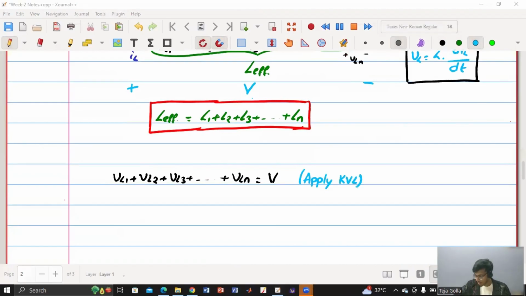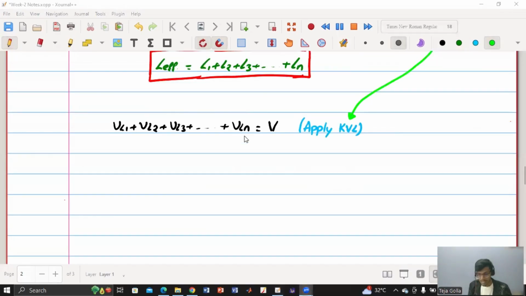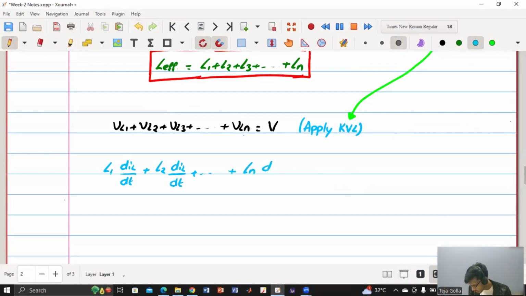Yes, sir. Okay. Now I'll use this formula and substitute it here. So what will I be getting? Since the current is the same and only the inductance is different, I'll get L1 into dIL by dt. The current is the same because they are connected in series. Plus L2 into dIL by dt, plus up to so on, plus Ln into dIL by dt, is equal to V. So from this we get V is nothing but L1 plus L2 plus up to so on plus Ln, into dIL by dt.